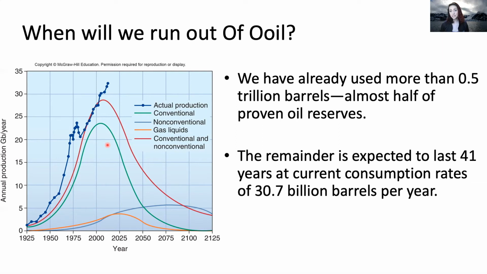And our current consumption rate is about 30.7 barrels per year. And so it is estimated that we will probably run out of both conventional and non-conventional sources of oil around the year 2125 at normal consumption rates today.